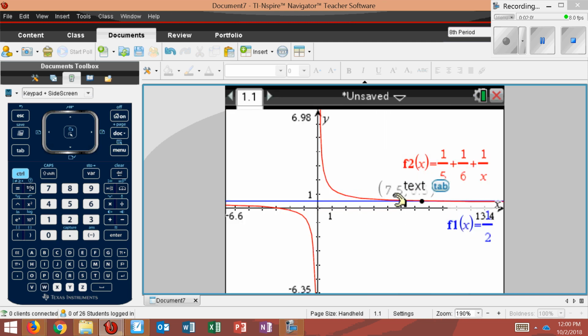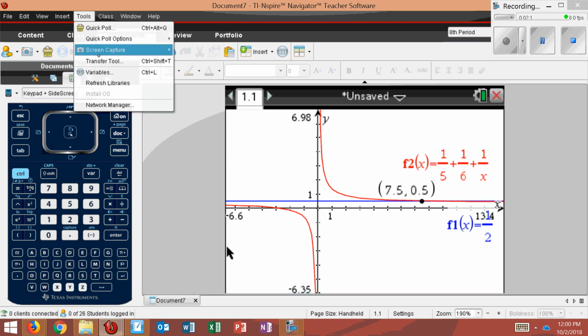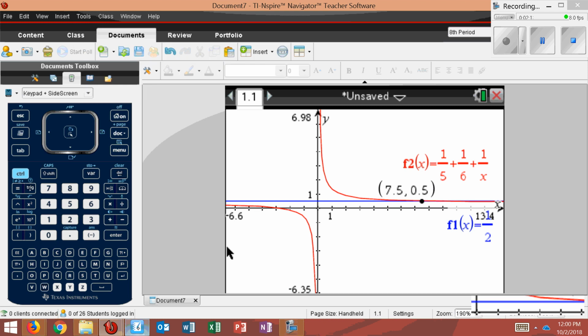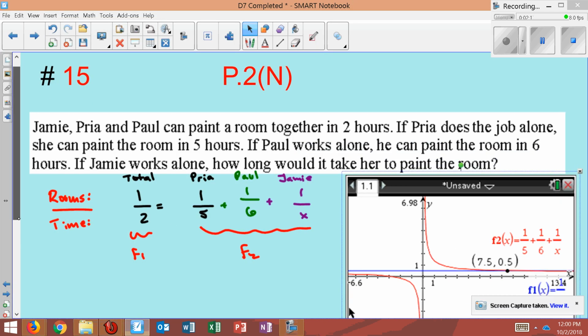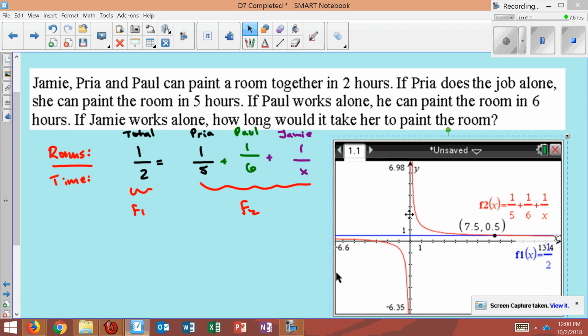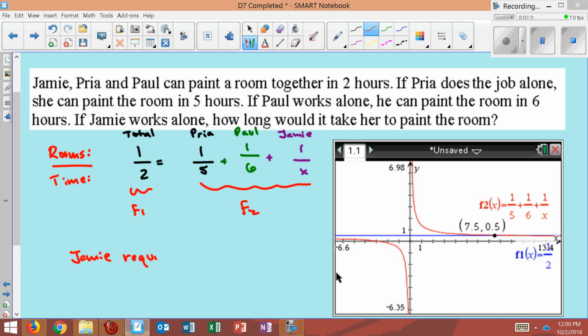So the answer is, when does it take half an hour? She can paint a room in 7.5 hours. X is hours in this equation. And so it would take Jamie 7.5 hours to paint the room.